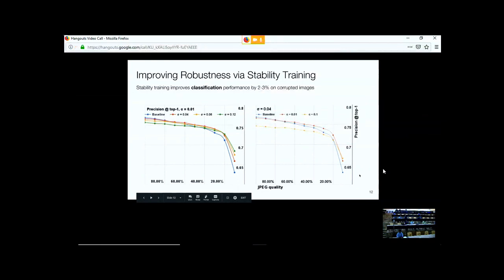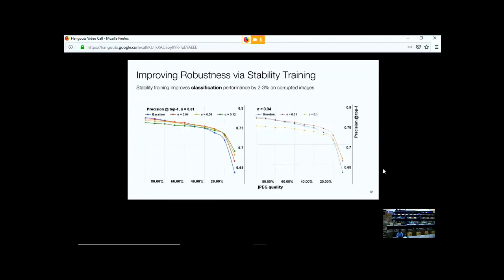Again, for Google this is quite significant, because in the lab we can test these neural networks on clean images at the 100% quality level. But in reality, when Google is scraping the internet, it sees a lot of images where the quality level is quite low, in the order of 50 to 20%. And that 5% gain that you get from stability training is quite significant for Google.